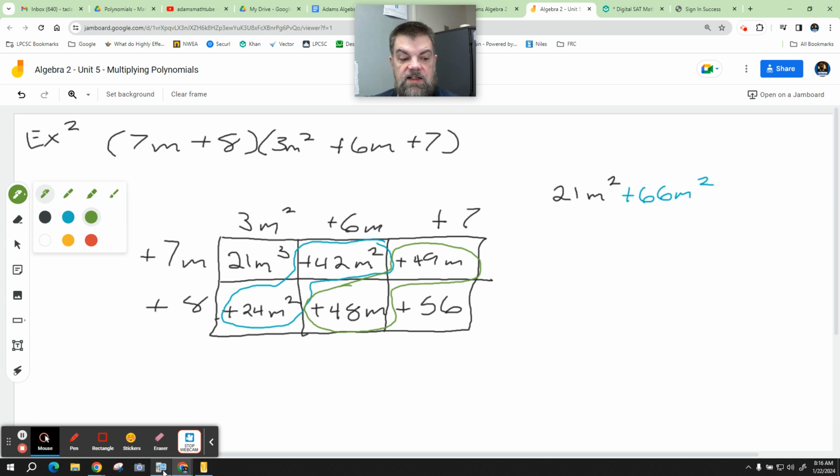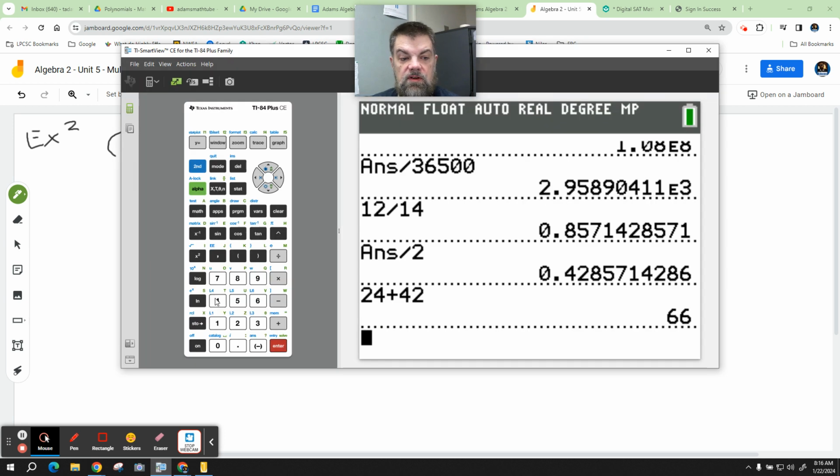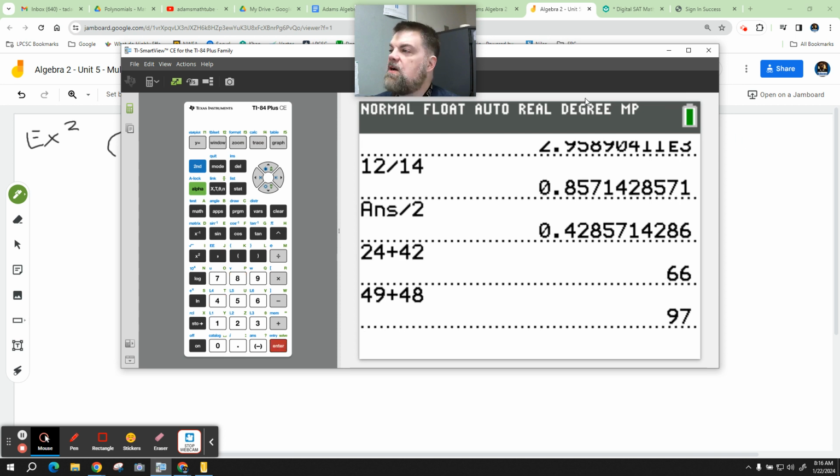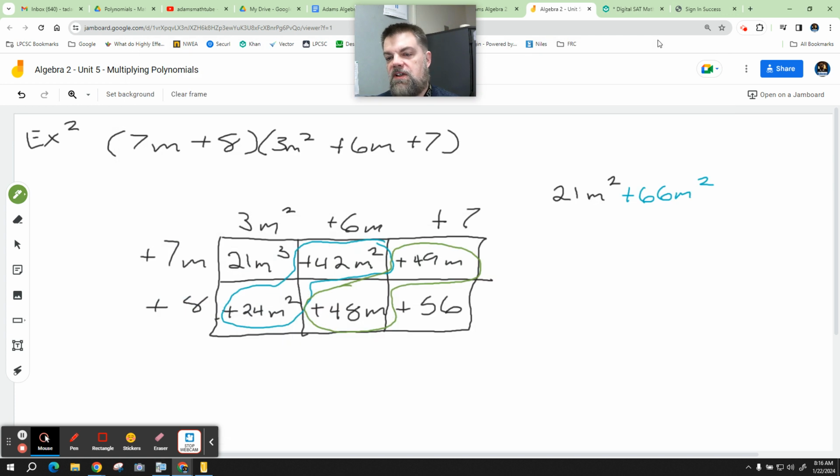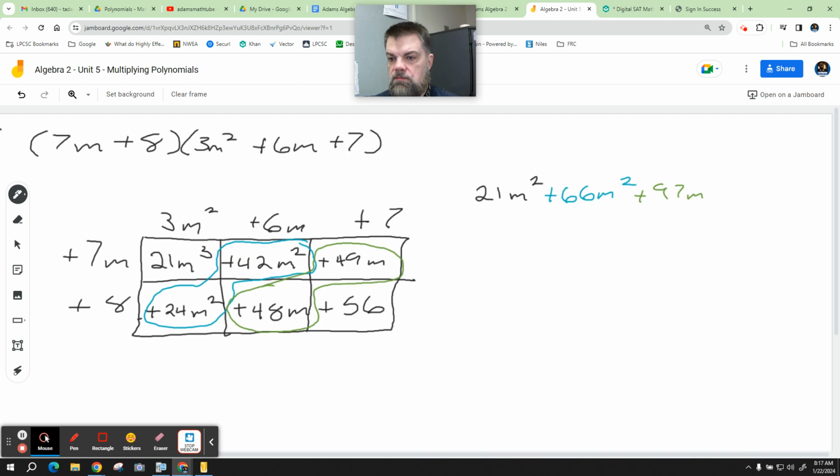We'll do that on our handy calculator. 49 plus 48. Now, could I do this in my head? Yeah, I could. But sometimes when I do stuff in my head, I don't do it right. So I like to double check on the calculator. So that was a positive 97m. And then we tack on plus 56. And that is our final answer.